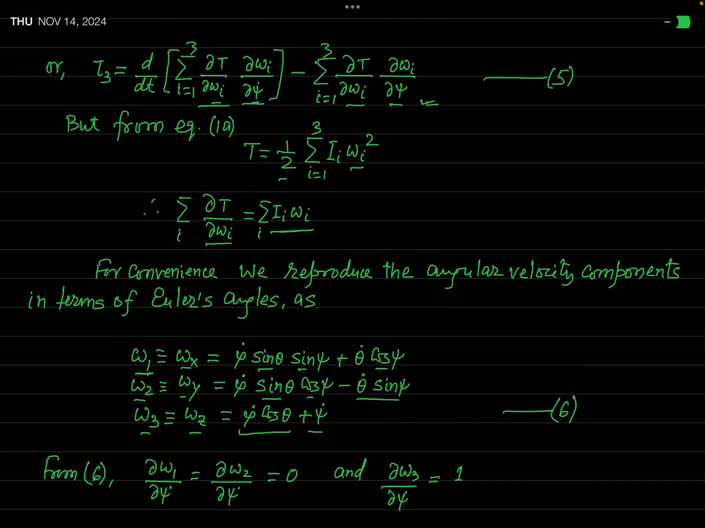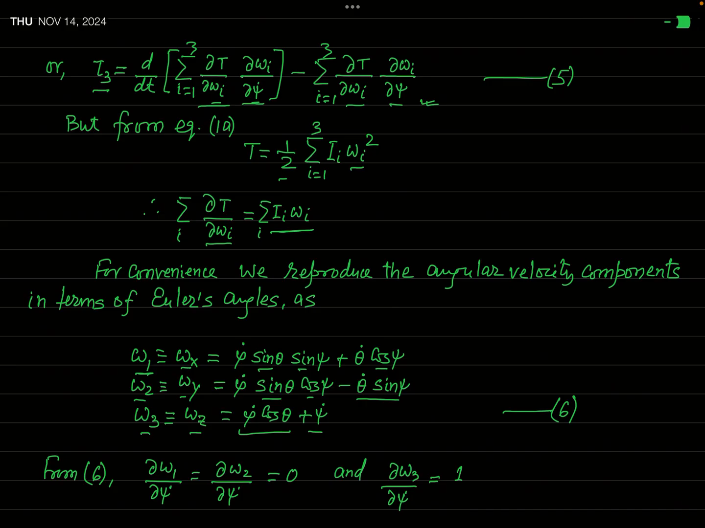Can you remember these results? You have already studied earlier. Now, for finding this tau 3, our aim is to evaluate tau 3, which will be one of the Euler's equations. For this, you can see we need the expression for del T by del omega I, okay, del T by del omega I. And when you say del T by del omega I, it means there will be three values: del T by del omega 1, del T by del omega 2, and del T by del omega 3, okay.